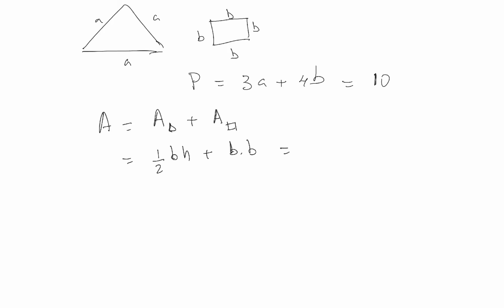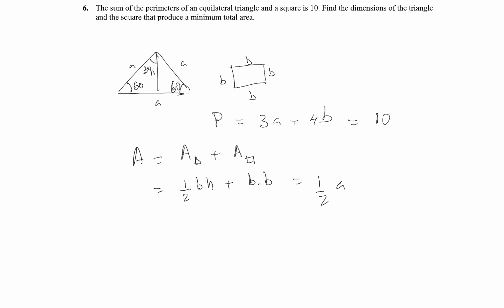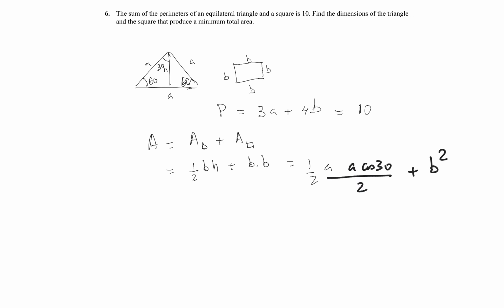So this will be 1/2. Now the base is A. The height, because this angle is 60, because all the angles of an equilateral triangle add up to 180, the height should be A times sine of 60 or cosine of 30, divided by 2, plus B squared. Okay, so I have that the total area is 1/4 A squared cosine of 30.